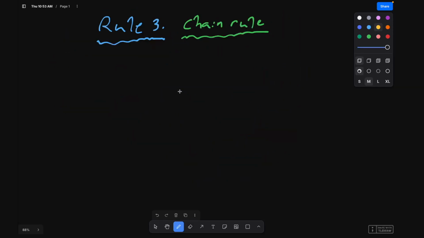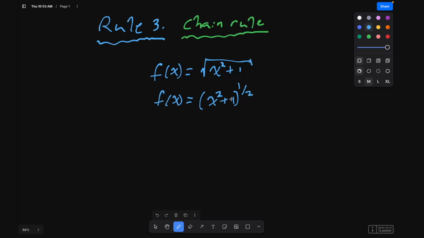Our third and final rule is the chain rule. The chain rule is probably one of the most important rules that we have for taking derivatives. If we have a function like f of x equals the square root of x squared plus 1, we would not be able to take the derivative of this with the rules that we have now. We definitely can't directly take the derivative of a square root. So we can rewrite this as x squared plus 1 to the 1/2. But that doesn't really help us get anywhere with our current rules. So we need a new rule for solving problems like this.